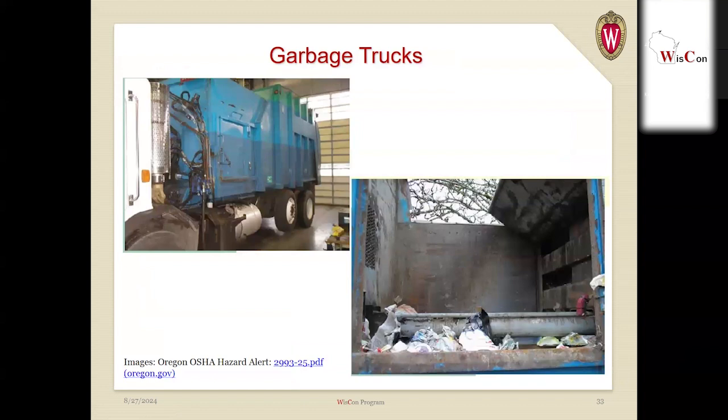Another example is garbage trucks, and this is one where it's a lockout tagout and crushing issue. You normally wouldn't consider a garbage truck a confined space, but if it's not locked out, frequently employees will go in there to clear a jam, and something happens and it gets activated and they get crushed by moving parts.